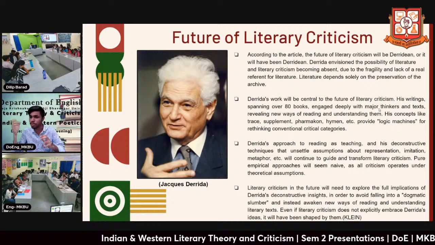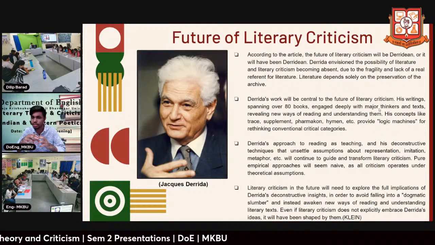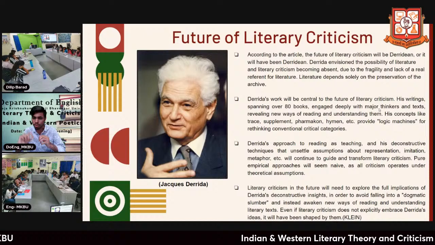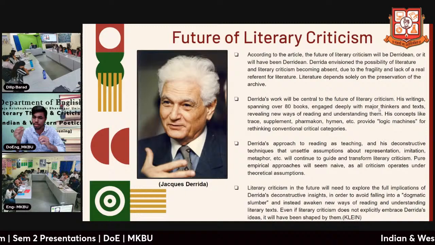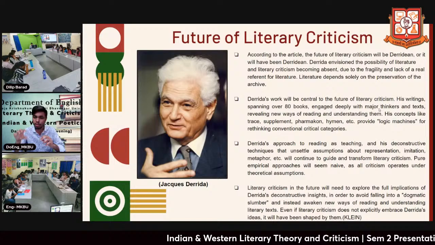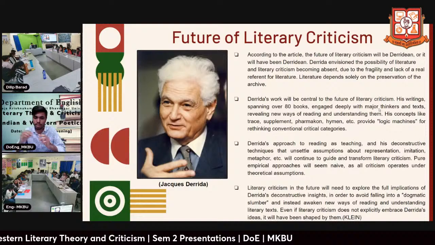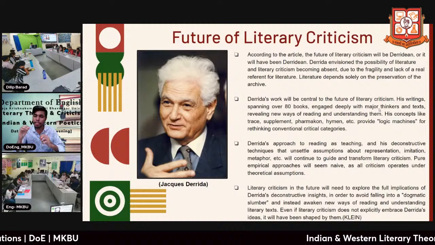In his work, the more central themes are given for the future of literary criticism. His writing, spanning over 18 books, engaged deeply with major thinkers and texts, revealing new ways of reading and understanding them. His concepts, like trace, supplement, frame, and hymen, provide the logic machines for rethinking the conventional critical categories. Derrida's approach to reading and his deconstructive technique unsettled assumptions about representation, imitation, metaphor, etc., and will continue to guide and transform literary criticism.